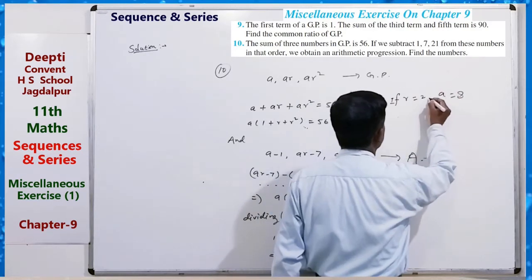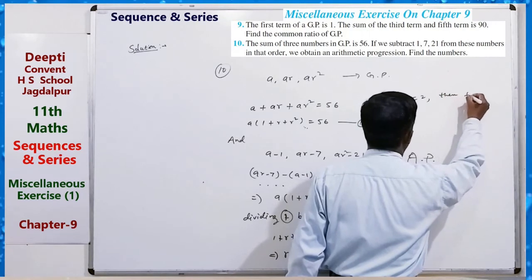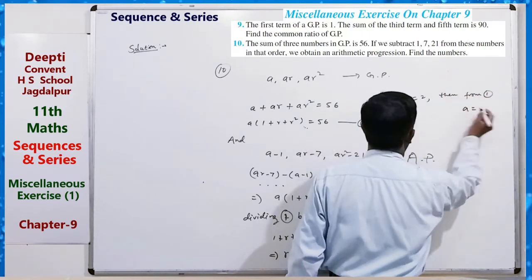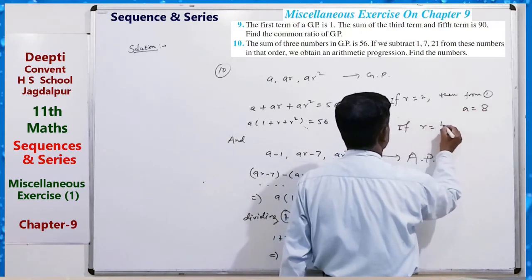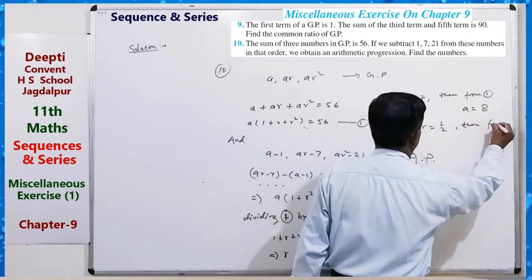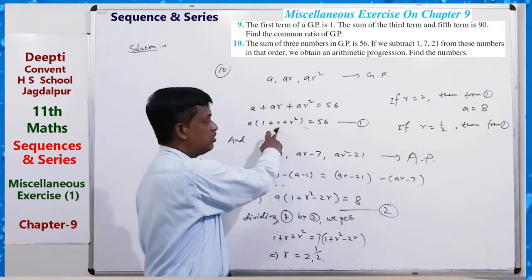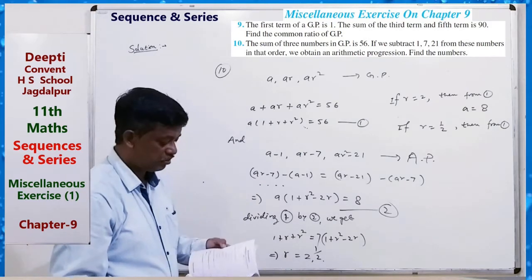If r equals 2, then from 1, a equals 8. And if r equals half, then from 1, if you use 1 by 2, 1 by 2, then you can get the value of a.